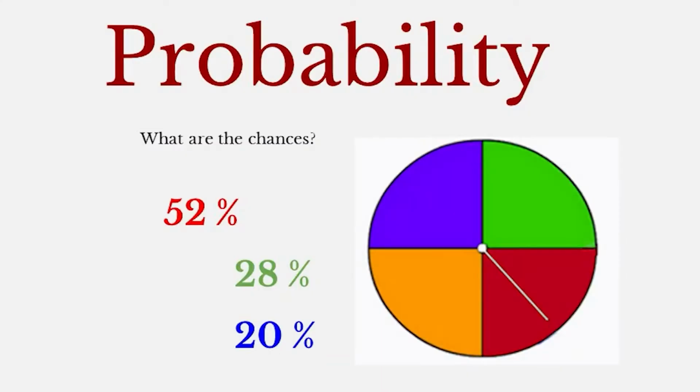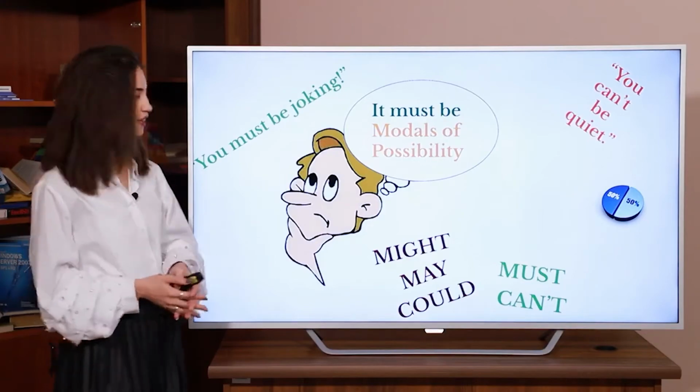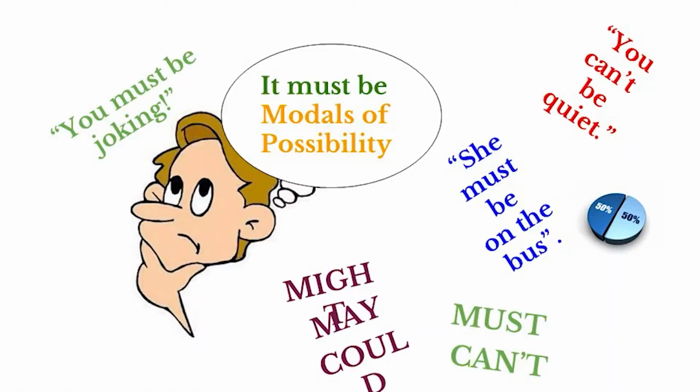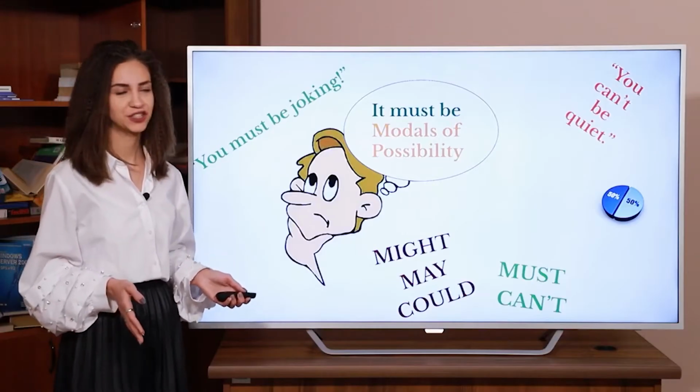What are the chances? They are like 52%, 28%, 20%, but they are not 100% right. It must be modals of possibility. Might, may, could, must, can't. Like we can say, you can't be quiet. Or we can say, you must be joking. Let's go deep into these modal verbs of probability.